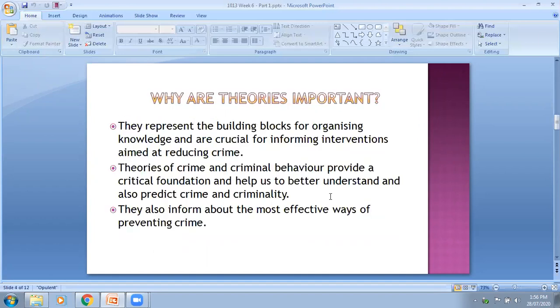Okay. Why are theories important? Well, why should we care about them? Because it helps us to organise our knowledge and our perspectives into theory. It's the base of our knowledge to start explaining things. Theories help us to answer the most important question that we do in research, and that is why. We're going to try and answer the question why people do what they do. And that is the big question that theory is trying to address.